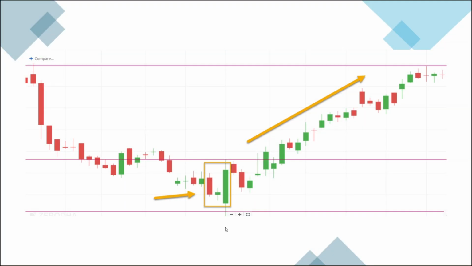So the morning star. There are different types of patterns and this is one of them. You can see the first red candle, then the doji, then the green candle, which is more than 50% of the red candle.